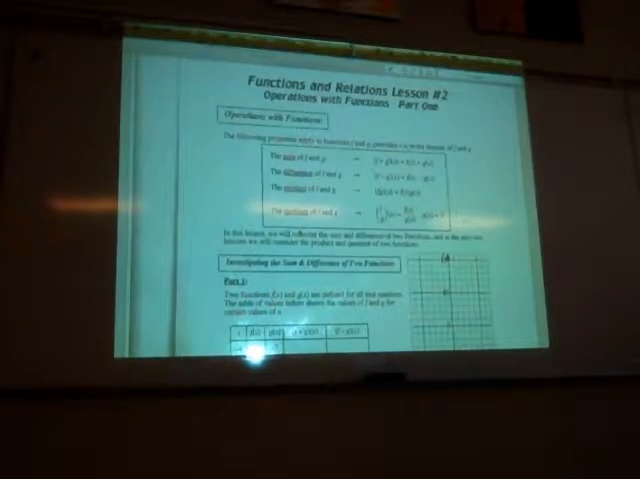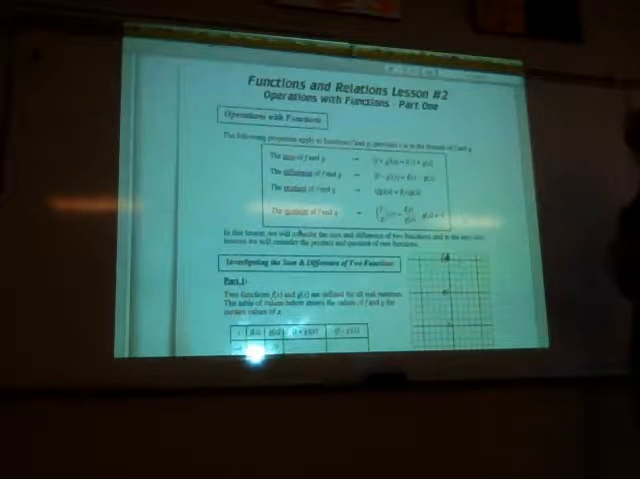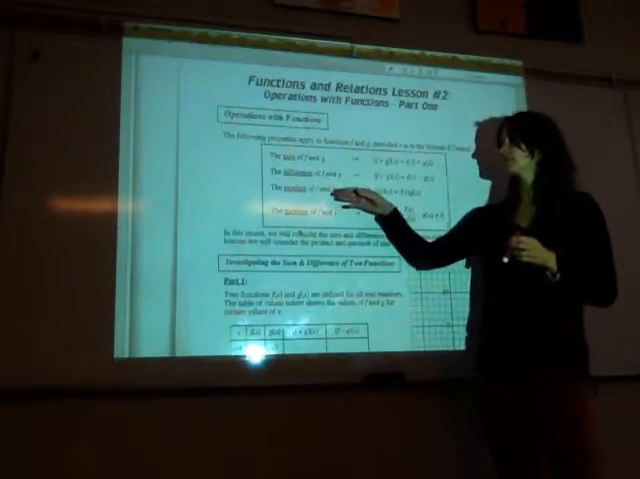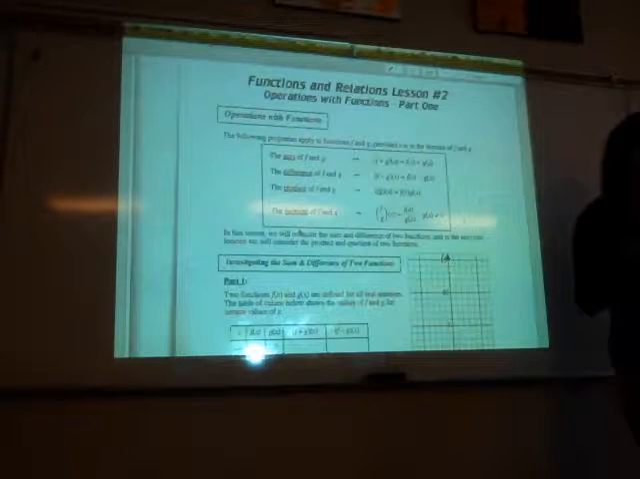So lesson 2 starts on page 9 if you're not there already. And basically we're introducing a few operations that we are going to be learning with functions. So the 4 that are described are the sum, the difference, the product, and the quotient. Today we're just going to explore the sum and the difference.